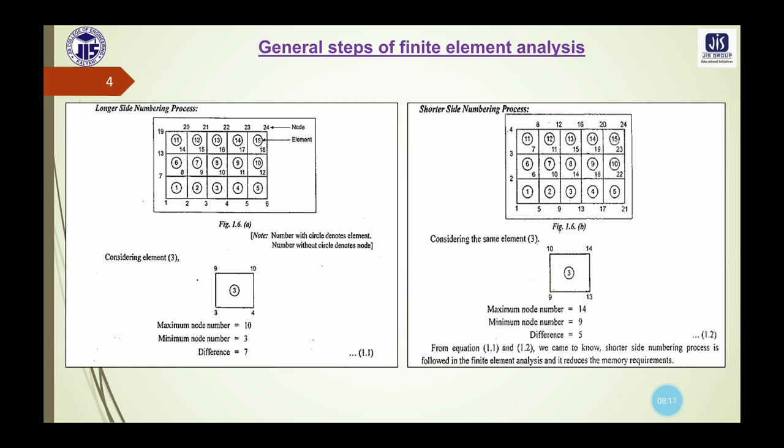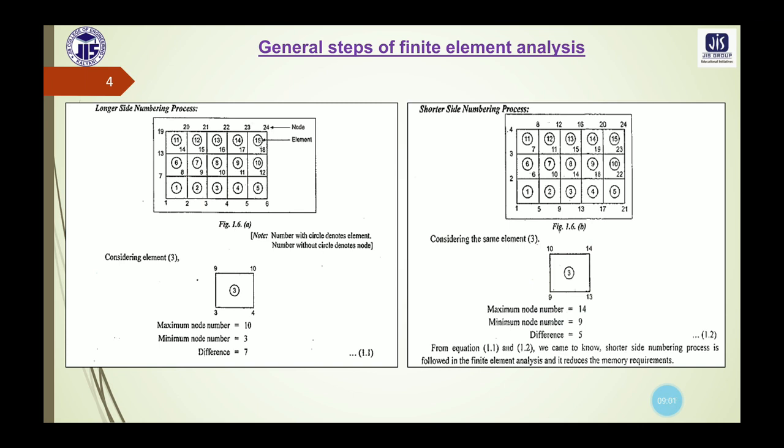Now in this figure 1.6, this is actually the longer side numbering process. So one rectangular shape is taken, and it is discretized into nodes and elements. Now here you can see that in this rectangular shape we are having a total of 15 elements, and a total of 24 nodes.